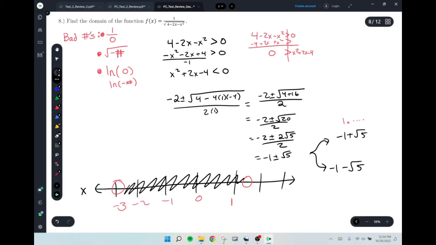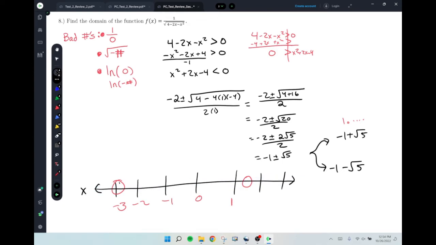Do we draw this? Or do we draw this? We don't know. We have to plug in the easiest numbers we can find. Now, granted, on the test, I promise you, I'm going to give you 1 and 3 as your points, not -1 square root of 5. I promise you it'll be easy numbers. But the process is still the same.